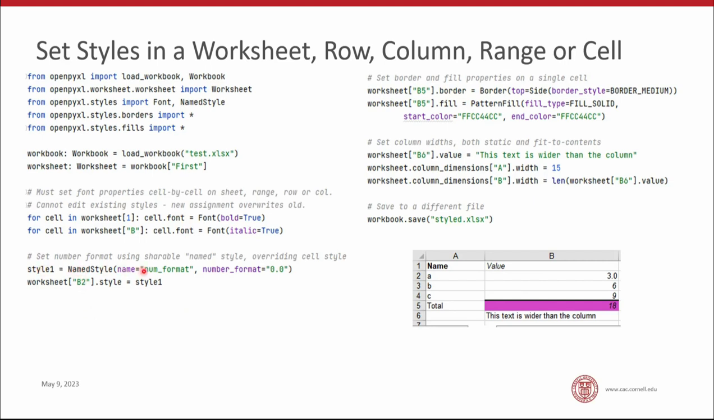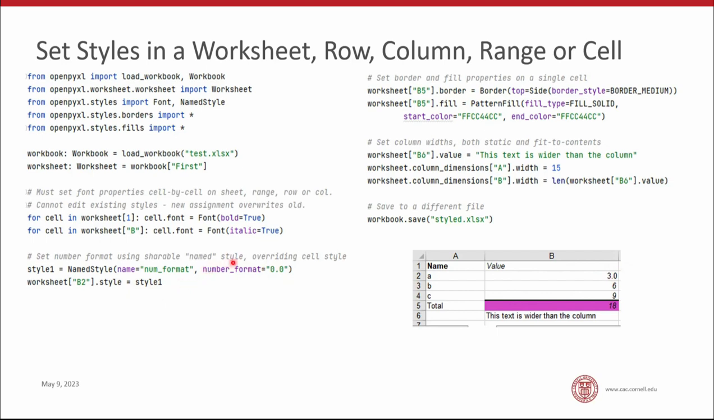So here I'm creating a named style. I'm calling it number format, and in this constructor here, you could set a lot of different style things. I'm only setting the number format to be 0.0 for single precision after the decimal. And then you can assign that named style object to the style of any cell. And if you ever go back and change the named style object, the cells that used it will be updated. So here's the 3.0 value using the number format I specified.